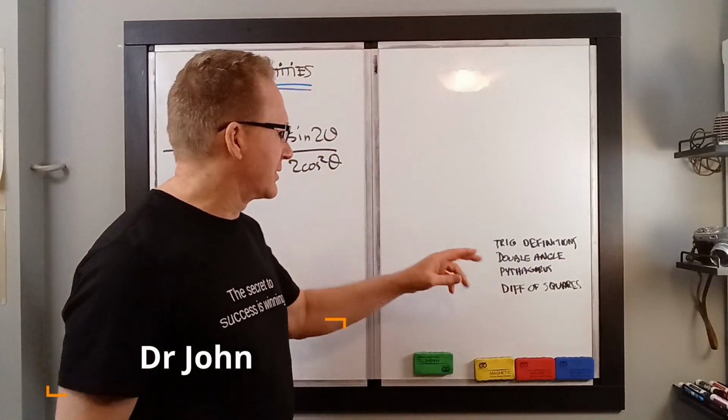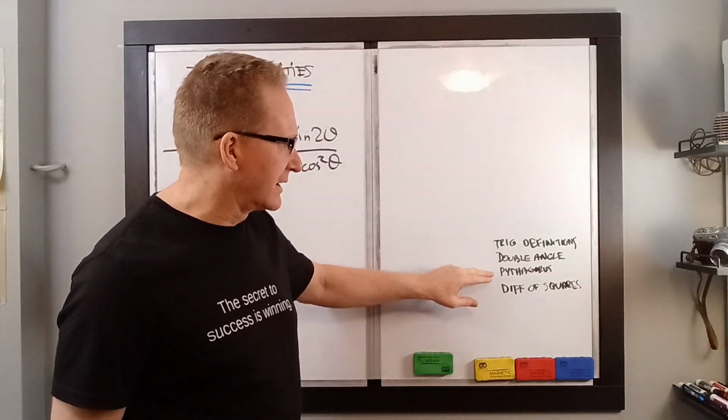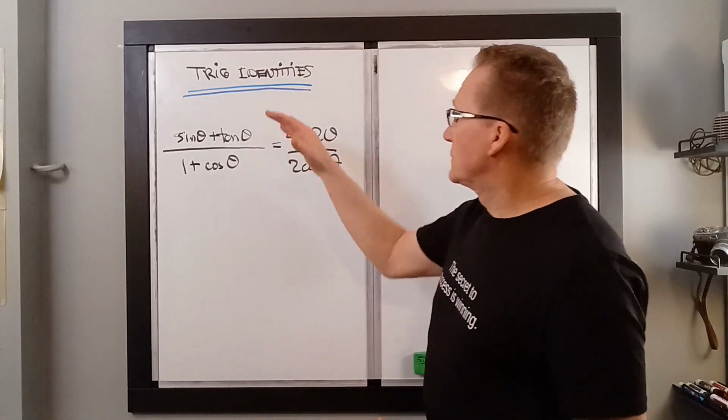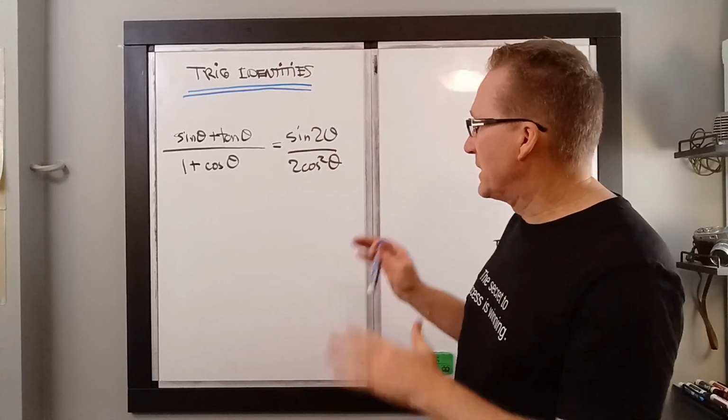For these identities, we're going to use these fairly simple steps here: trig definitions, double angle, Pythagoras, and difference of squares. For more complex trig identities, you may have to use other principles as well. But let's just start with these.